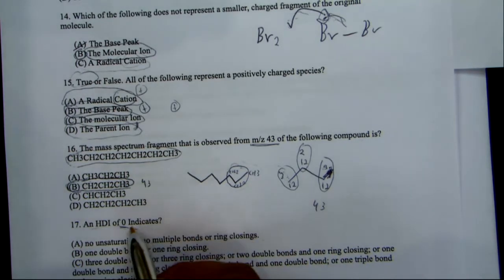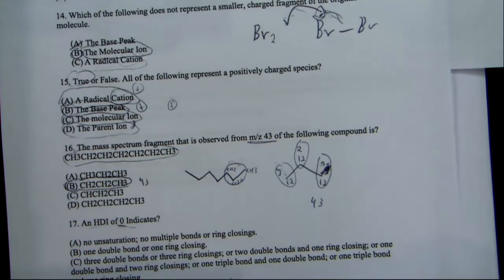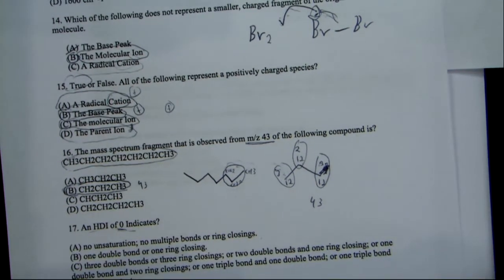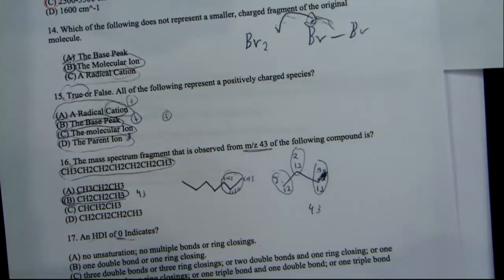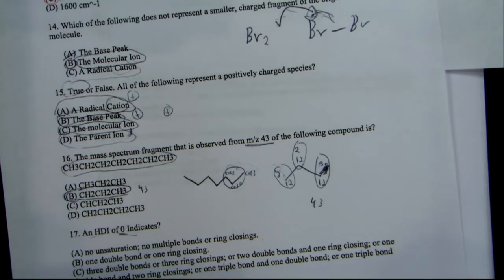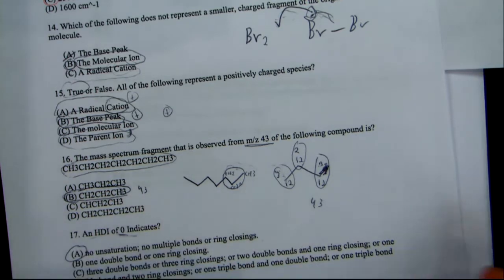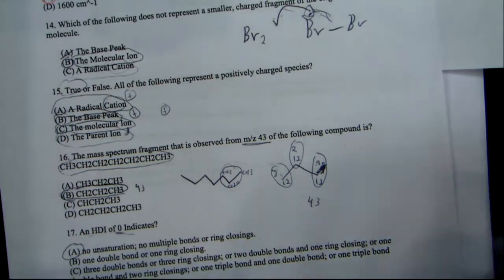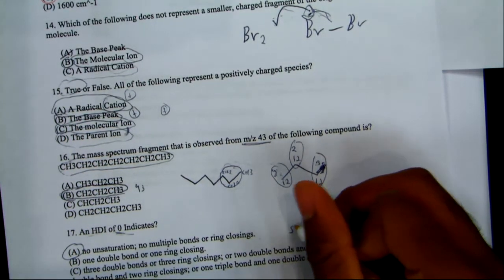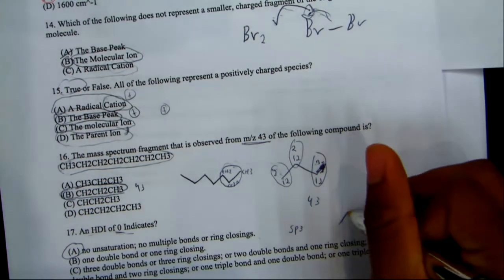All right, so an HDI of 0 indicates, these are just the things I said earlier. If you wrote them down, you know what the answer to this is. Using that HDI formula from earlier, plugging in all these things from your formula will tell you if you have 0, 1, 2, 3, 4, stuff like that. If you only have 0, it's going to have no unsaturation. There won't be any multiple bonds, there won't be ring closings. It'll just be all sp3 hybridized carbons. So completely alkane.